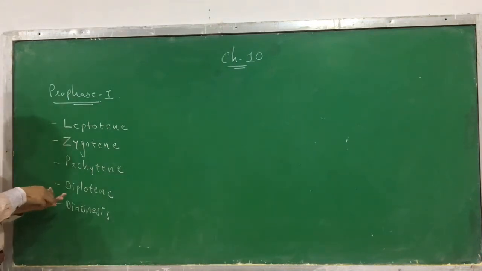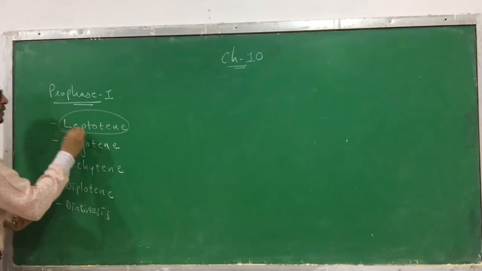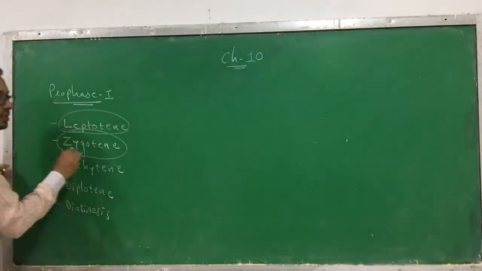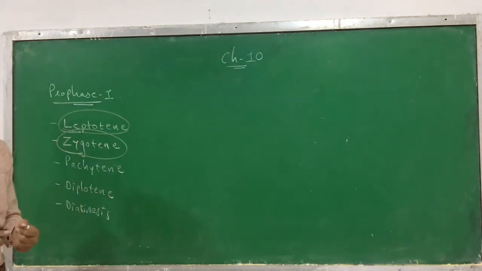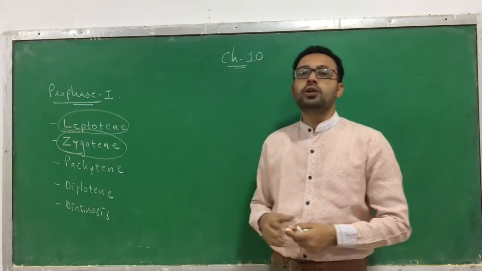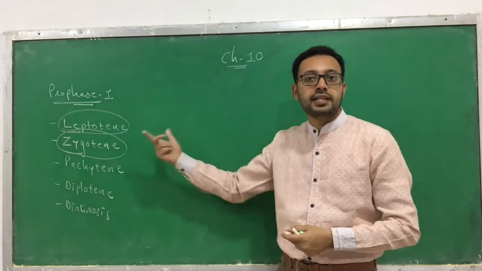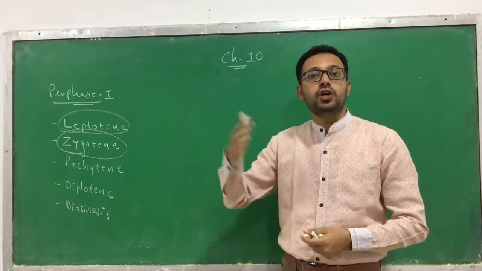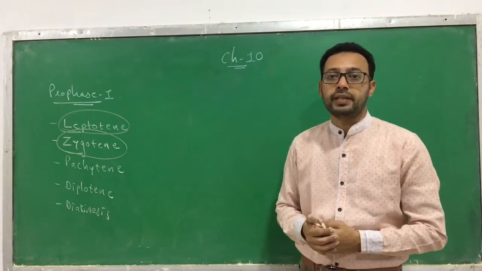In the leptotene phase, the first phase of prophase 1, the chromatin material starts to condense and forms a chromosome. But here just the bivalent nature of a chromosome is observed. In the zygotene phase, the chromosomes start to pair. These paired chromosomes are called homologous chromosomes, and that pairing process is called synapsis. The pairing occurs along with the formation of the synaptonemal complex.